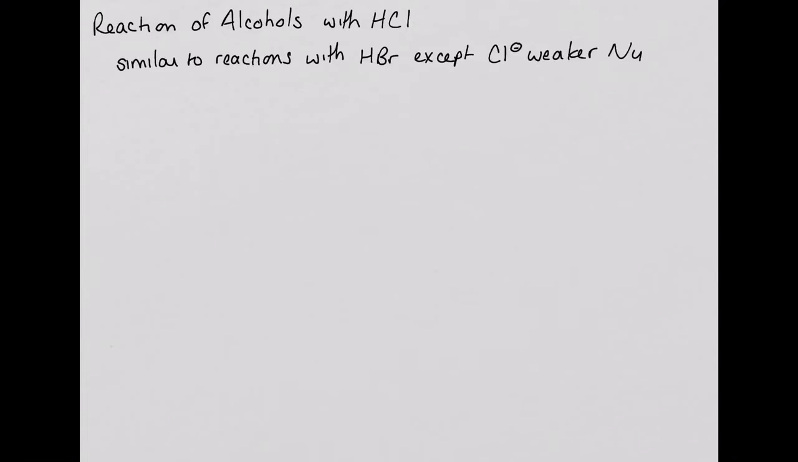This video will cover the reaction of alcohols with HCl. Reactions of alcohols with HCl are a lot like the reactions with HBr, except that remember that chloride is a weaker nucleophile than bromide. Remember that chloride is smaller and more electronegative than bromide, making it a weaker nucleophile. The treatment of an alcohol with HCl will produce the alkyl chloride.